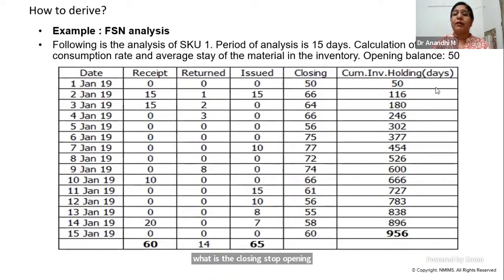So what is the cumulative inventory holding days? Taking the opening balance, and the opening balance at the end of the day is the closing balance. This is the receipt. Day 1, nothing is received. Day 2, 15 received, and 1 returned, with issues. So the closing balance is 66, and you add that to the inventory holding days, so you get the cumulative. These two added give 116. Likewise, you do this for all the days based on the data given and come out with inventory holding days of 965. So calculate this and keep it. This is a given figure, so you need not worry about that.